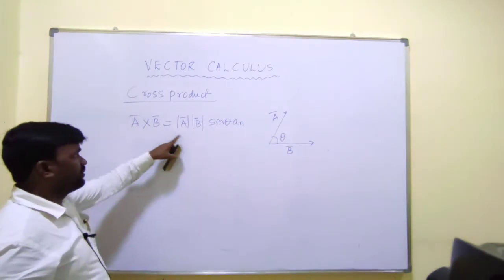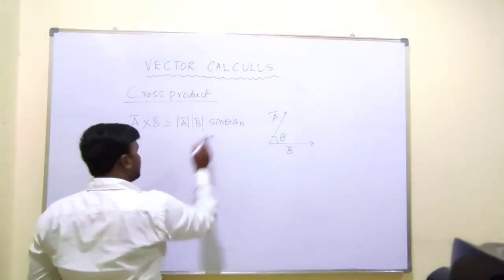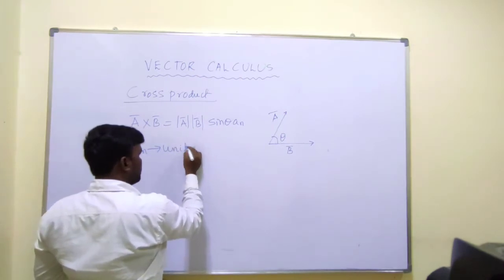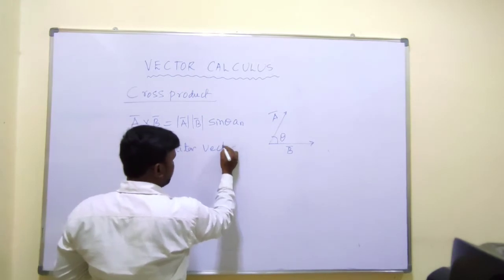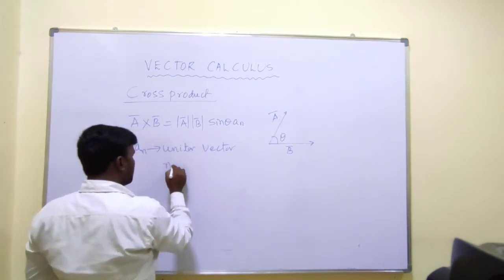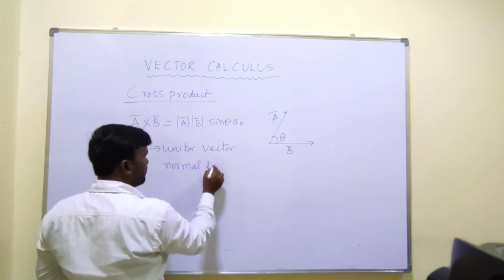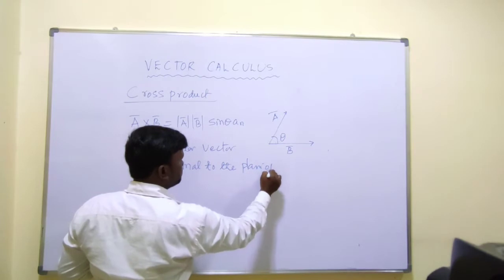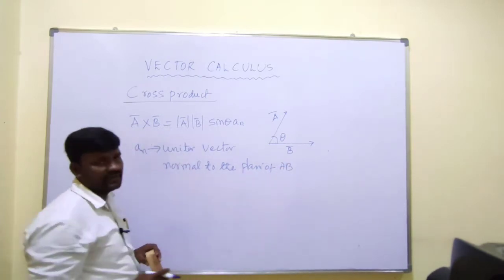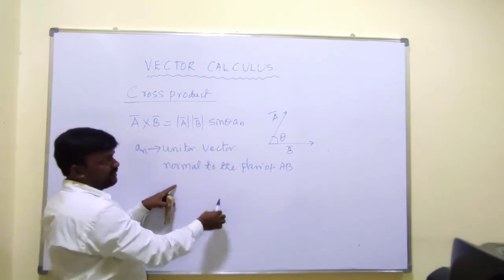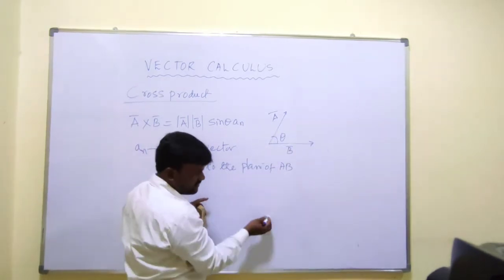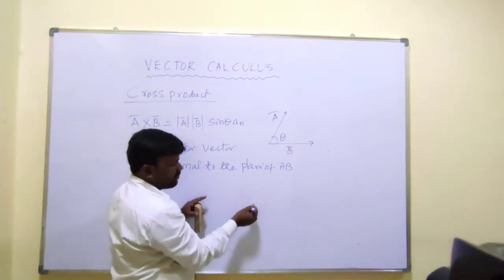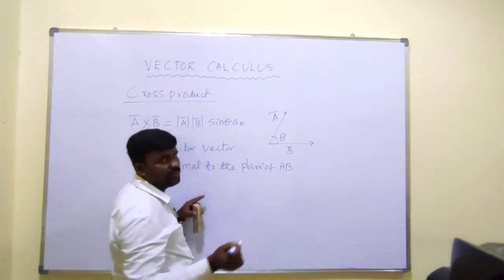Okay, then A bar cross B bar is looking like this. What about an? An is the unit vector normal to the plane of that AB, plane of this AB. Means what? This plane. Okay, AB are on the board, means this board is taken as the plane. That an is normal to this one, means into the board or out of the board.